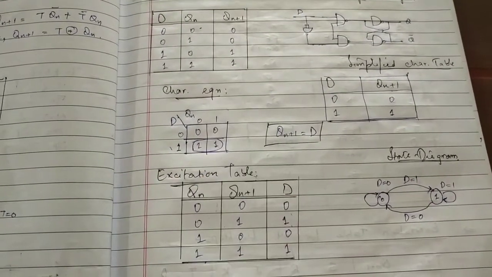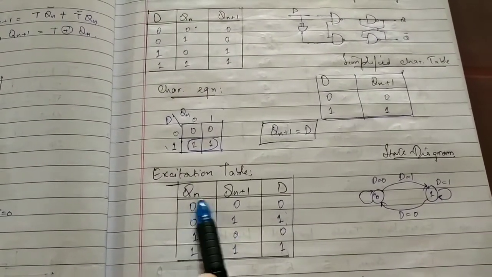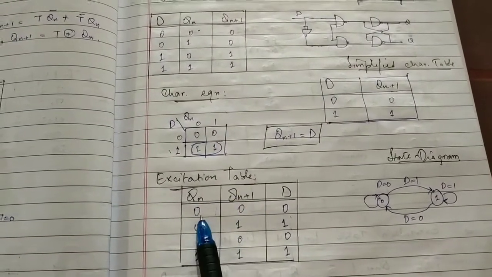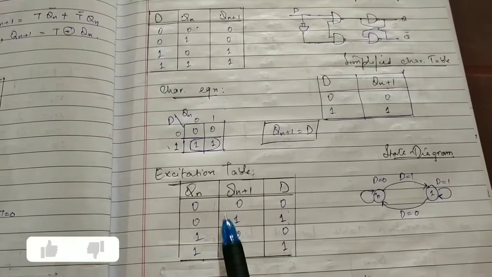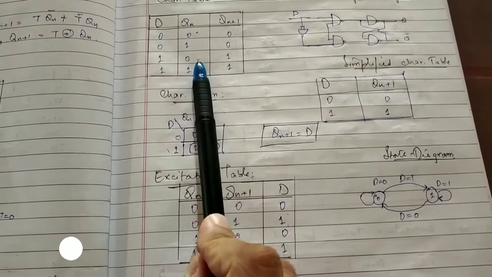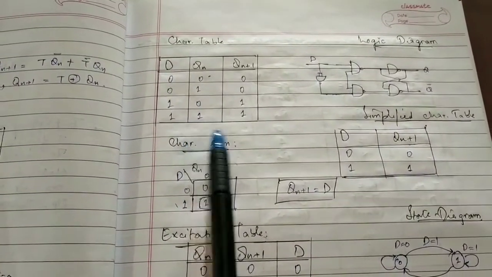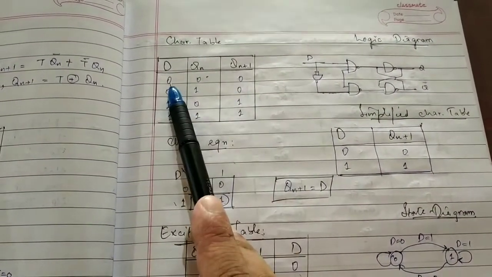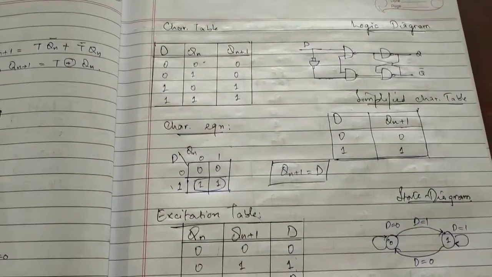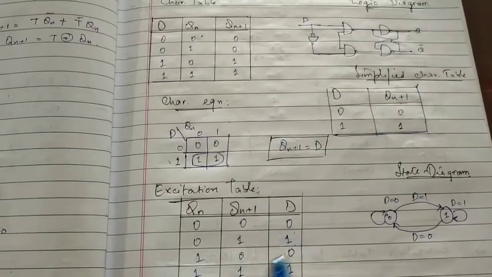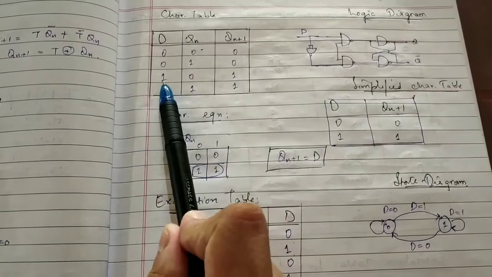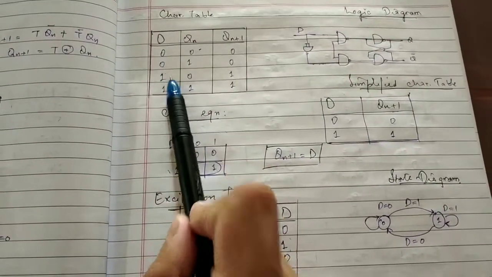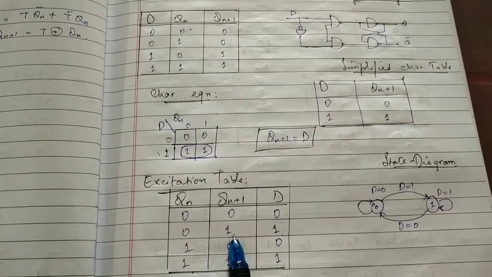The excitation table can be obtained from this characteristic table. Here we have the present state Qn and the next state Qn+1. We give the four combinations 0,0, 0,1, 1,0 and 1,1. For 0,0 we check the characteristic table, which is here. This corresponds to D input being 0, so we write 0 here in the excitation table. For 0,1 we check, and 0,1 is here. This corresponds to a D input of 1, so we write 1.